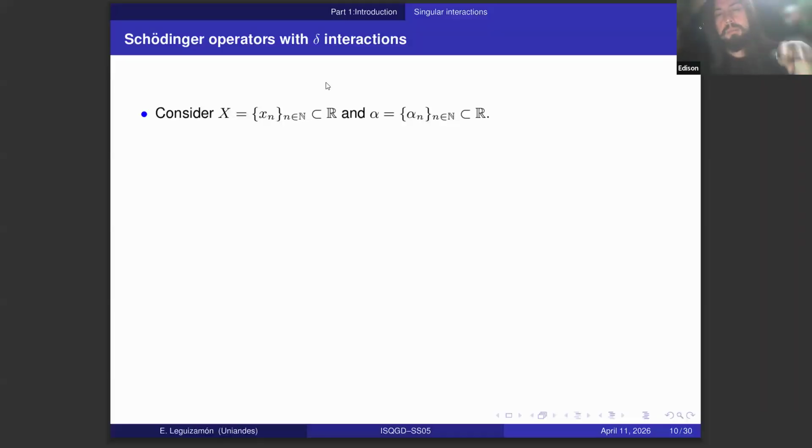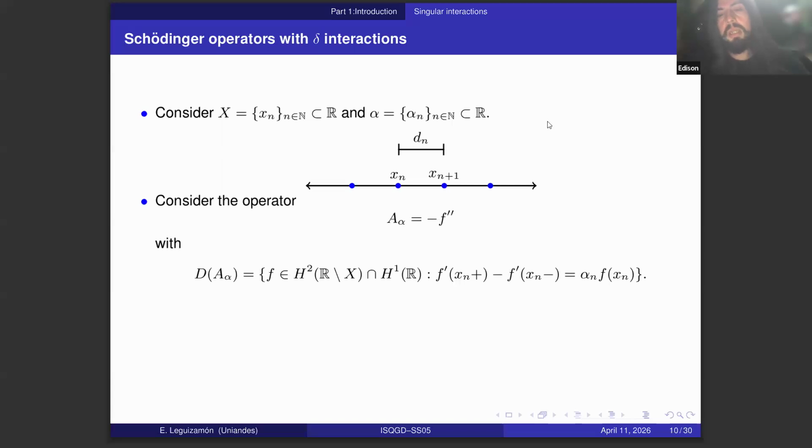So we move to this operator, consider these kinds of interactions, and please take into account this d_n, the distance between points of interactions, and we consider the following operator: A sub alpha is equal to the second derivative, but with the condition of interactions in the domain.